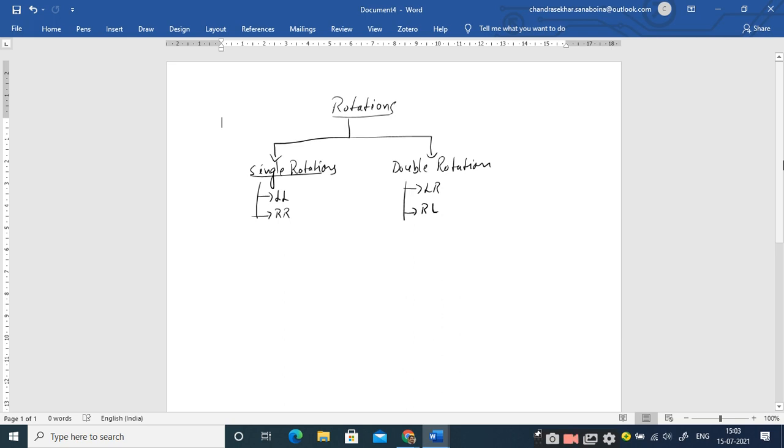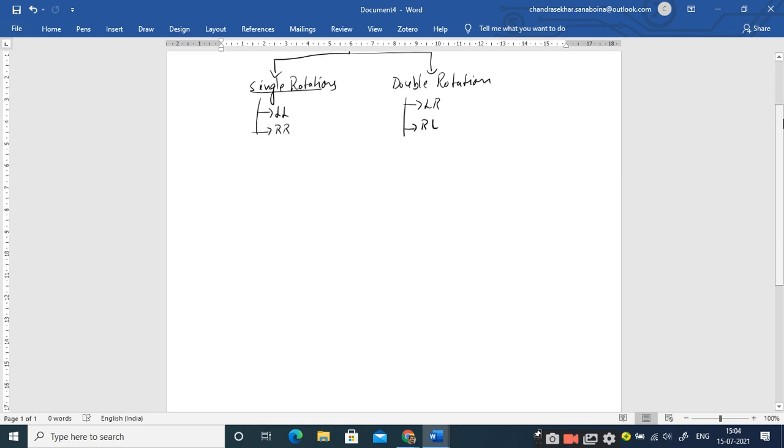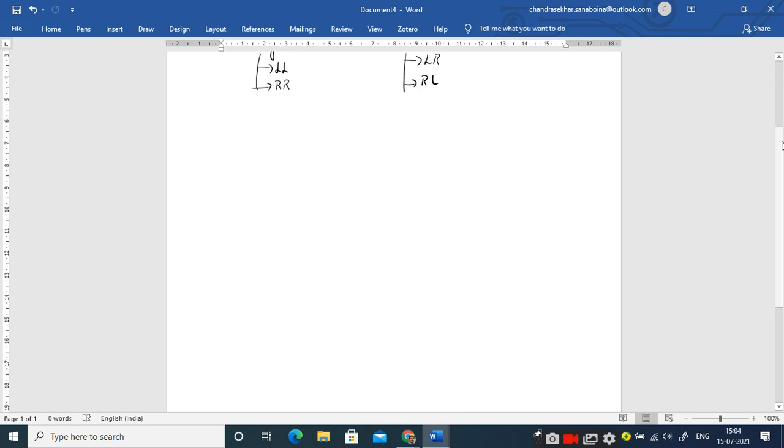Yes, sir. And the topic of these rotations is very, very important. So if it is clear, we will just move to the other topic in the same AVL trees itself. Shall we move or shall we continue in the next class? Anyhow, it is going to take 1 more class. We can continue, sir. We don't have any class now. Okay, thank you.